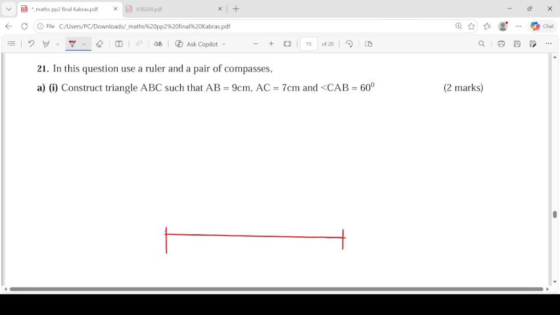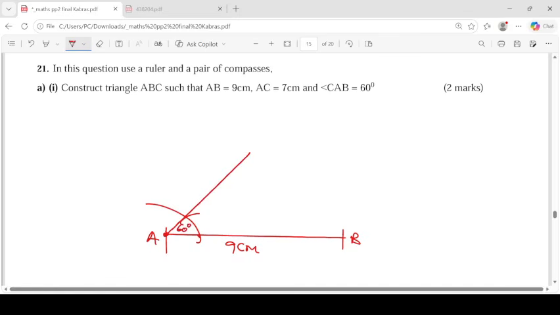So now this is my AB, which is equal to 9 centimeters. The angle at A is 60. How do you construct 60? Stand here at A with a compass of any radius and make an arc. Come to where the arc has cut the line AB. Without adjusting the same measure, make another arc. When you join this way, this is 60 degrees.